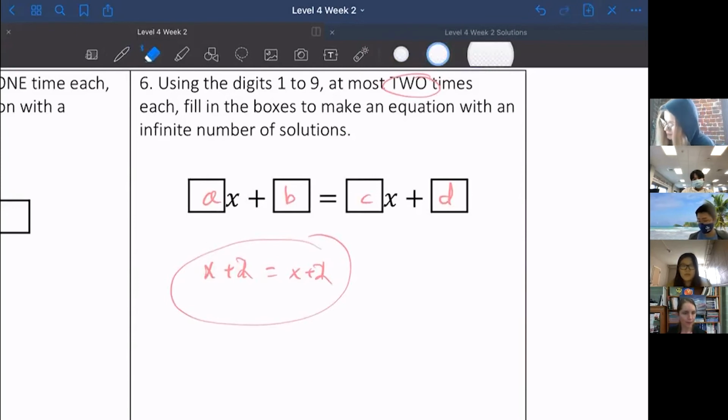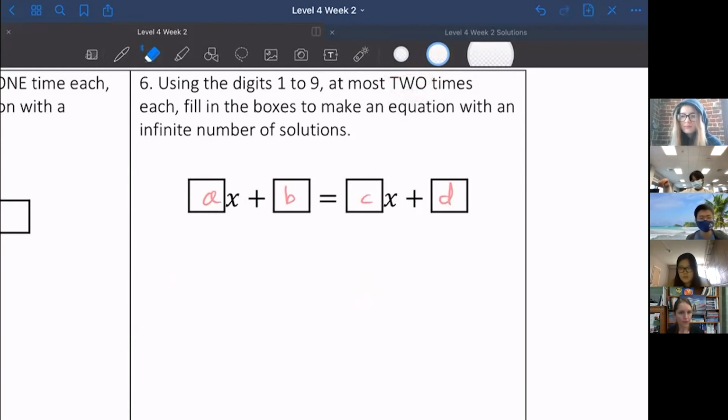So if you guys find a solution for this one, could you just type it out and we can check if it works?